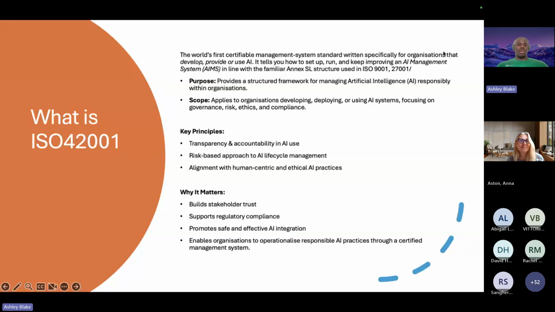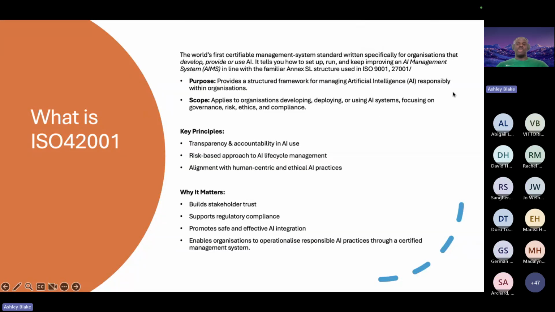So what is ISO 42001? It's the world's first certifiable management system standard written specifically for organizations that provide, use, or develop AI. It tells you how to set up, run, and keep improving your AI management system. It's similar to other management systems, such as information security and quality management systems, like ISO 27001, which some of you might be aware of.